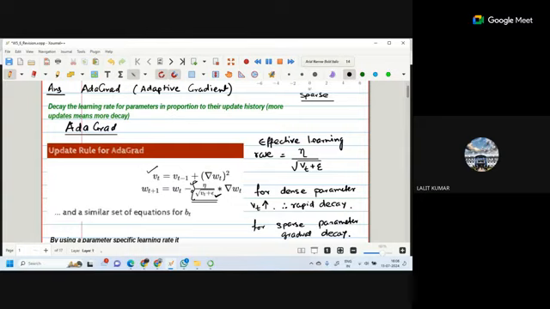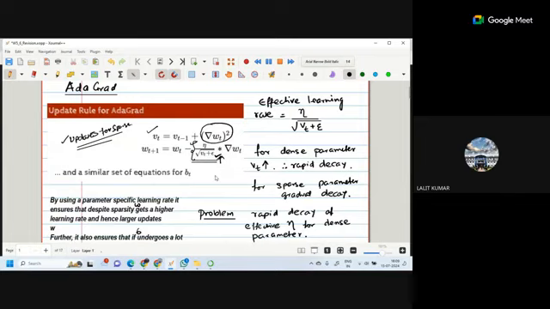So by this we are accumulating the gradient square, and your update for the sparse parameter takes place. However, for the dense parameter, this value rapidly decays. So this is the disadvantage of ADAGRAD.